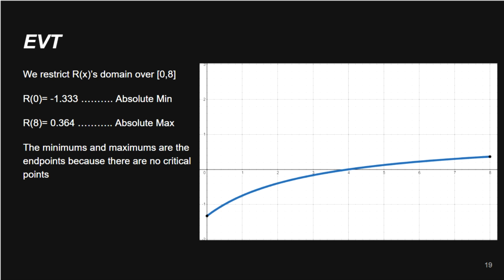We restrict r of x's domain over the closed interval 0 to 8. When we plug in 0 into r of x, we get negative 1.333, which is our absolute min. When we plug in 8 into r of x, we get 0.364, which is our absolute max. The minimums and maximums are the endpoints because there are no critical points.